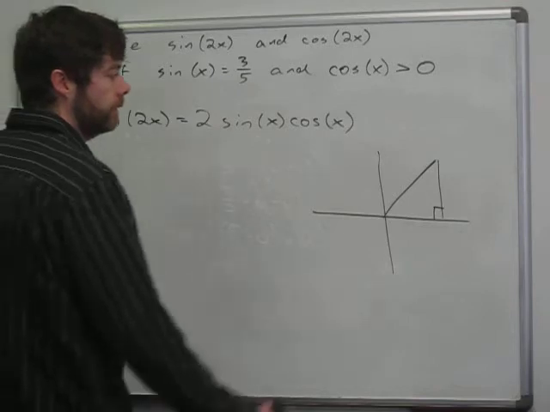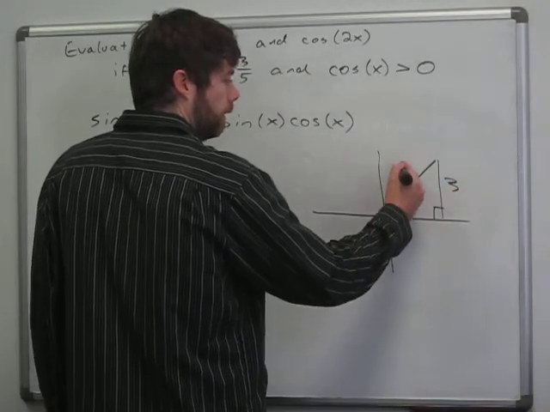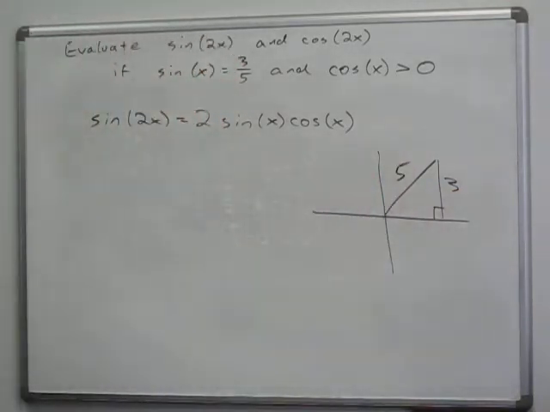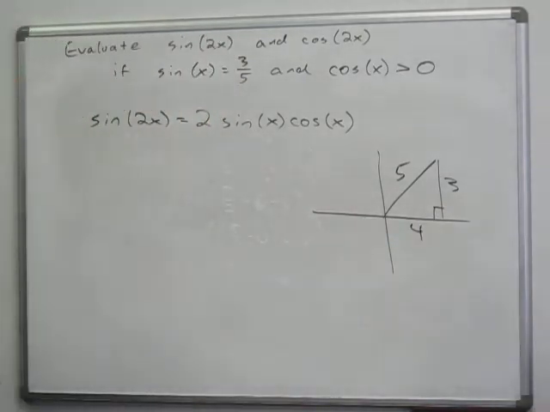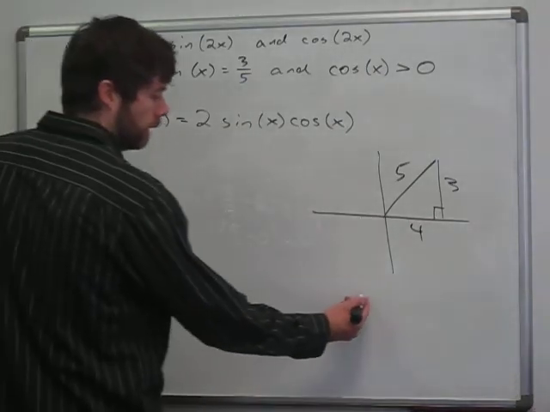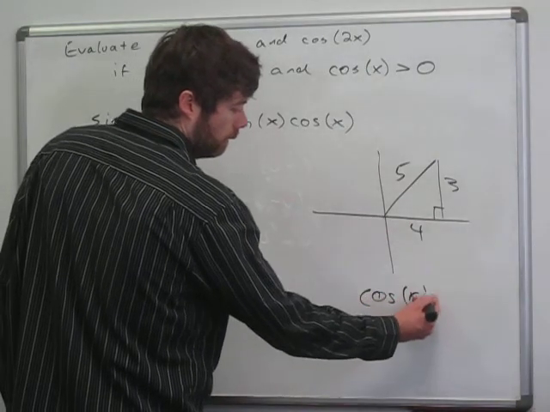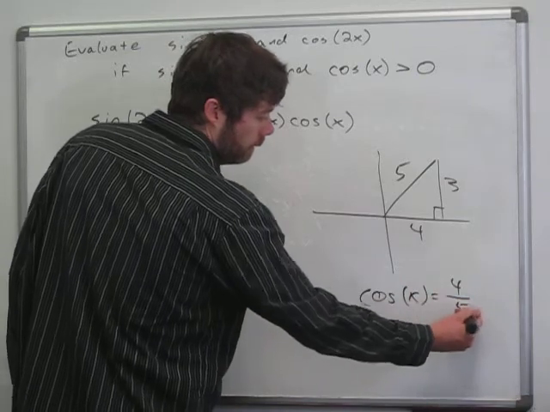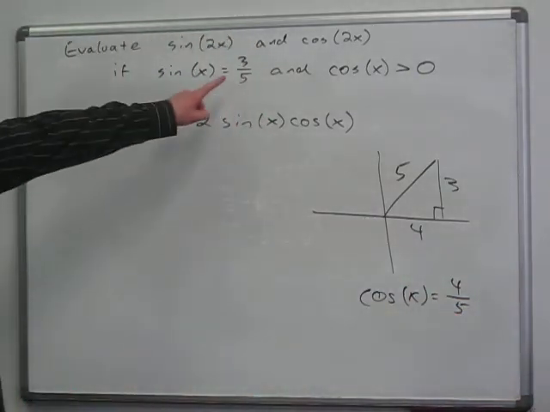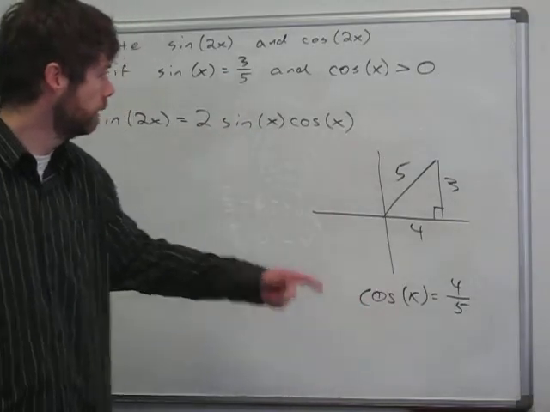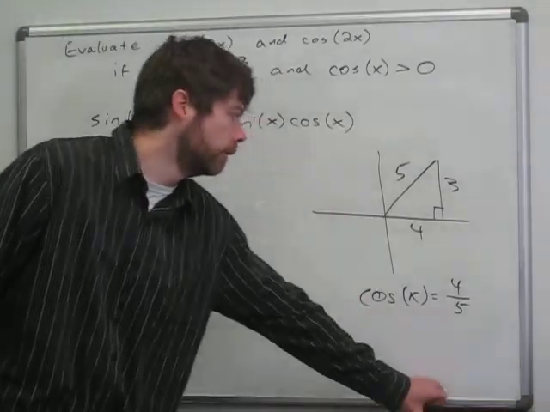Sine is 3/5. So I'll make the opposite leg 3, hypotenuse 5. And so by the Pythagorean theorem, the adjacent leg is going to be 4. And so cosine of x is going to be equal to 4/5. So now I have the sine of x and cosine of x. I'm just going to plug them into my formula.